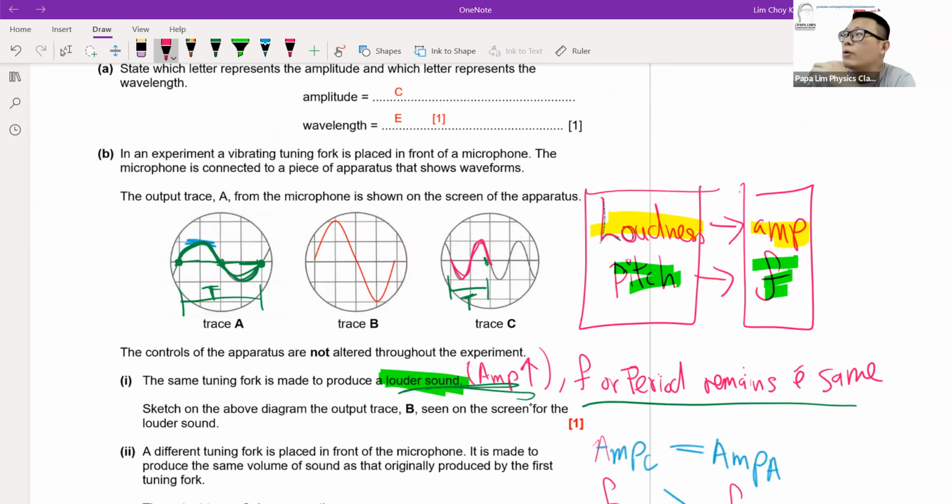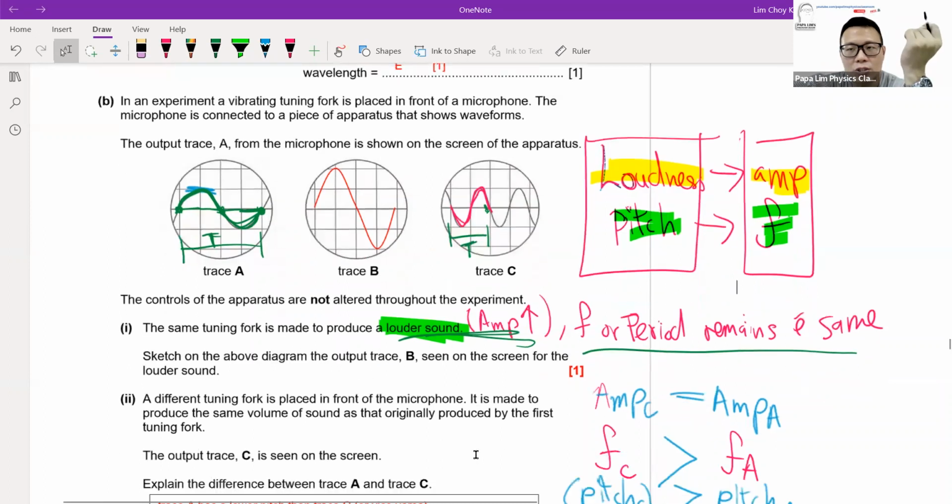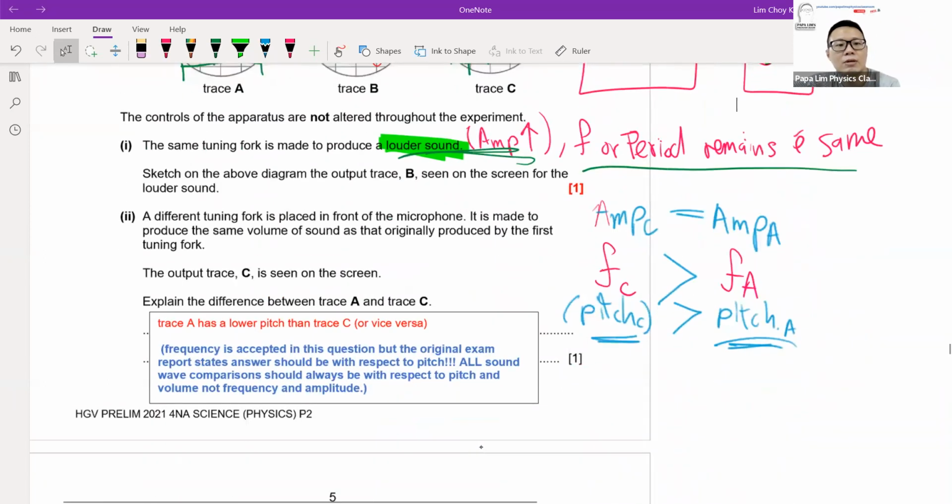So that's why, for a sound wave, I will want to investigate the loudness and investigate the frequency of the wave, because it gives us two important factors, loudness and pitch. Okay, so that's why I will be able to get my answer to be A is lower pitch than C, or what I will call C is higher pitch than A.